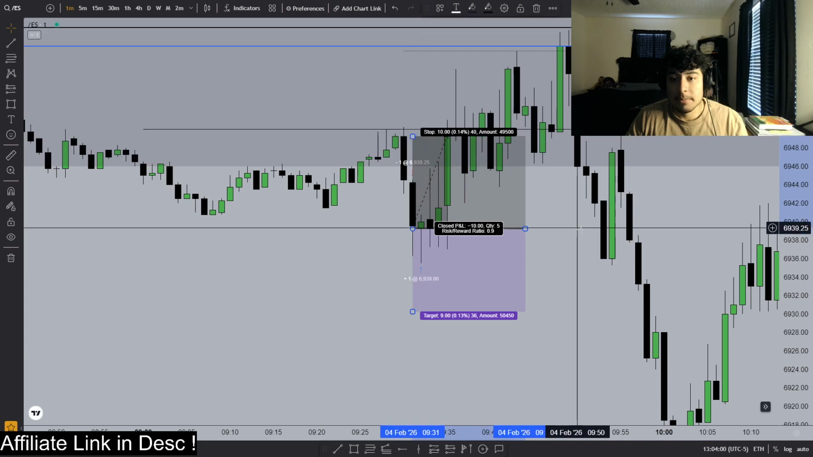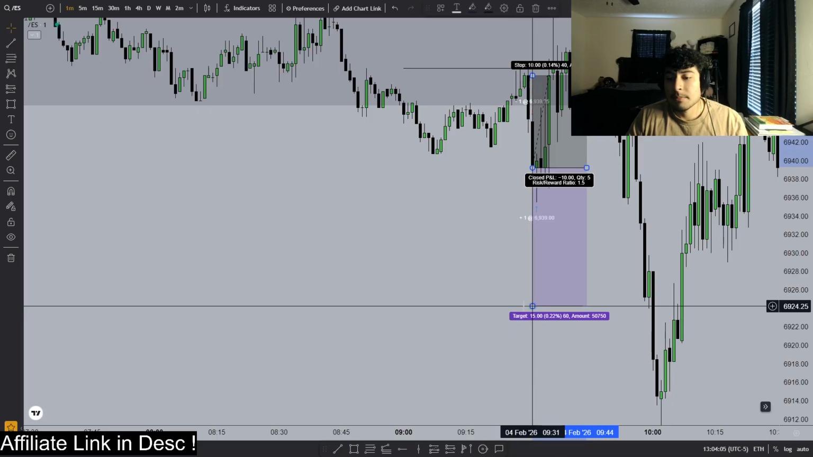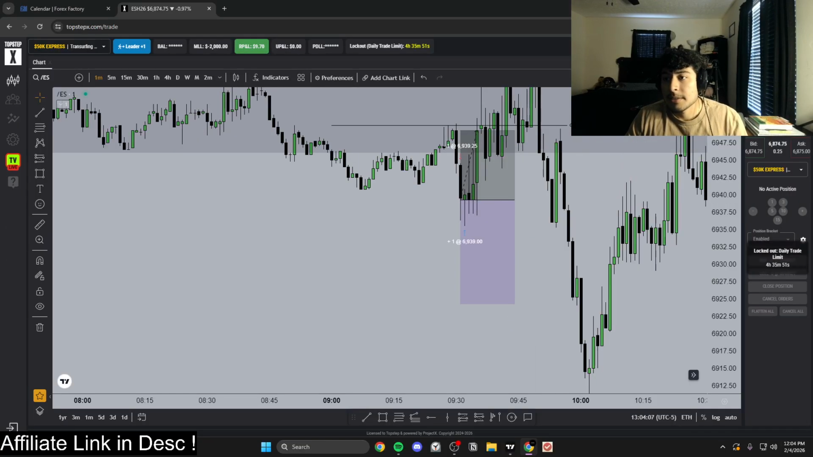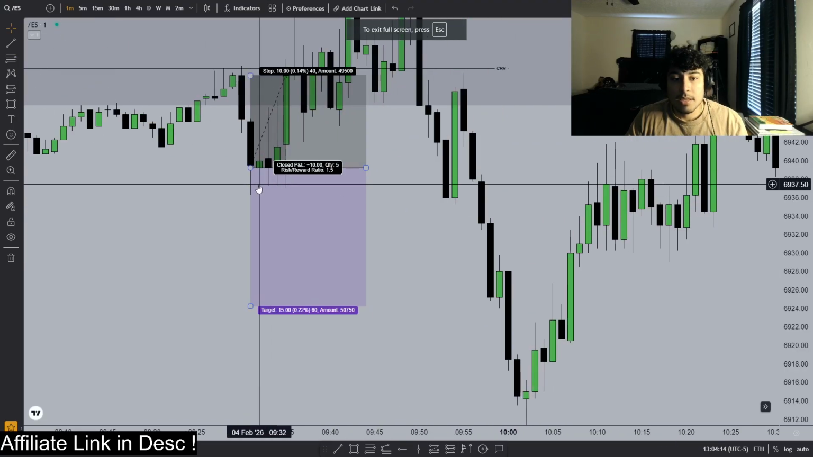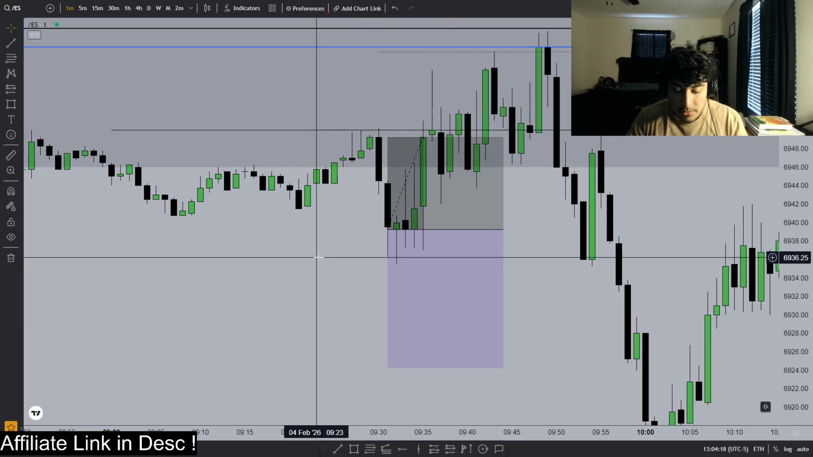We had a 10-point stop right here, and we were just aiming for around a 15-point target, 1 to 1.5, honestly. Not much really. And then eventually we hit break even. Yeah, market went down, pushed up, went break even. We started pushing down lower. NQ was already moving down lower.